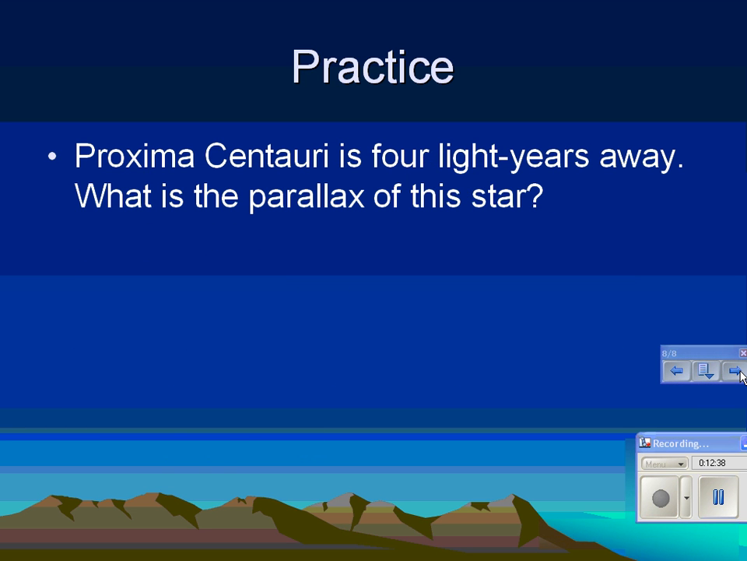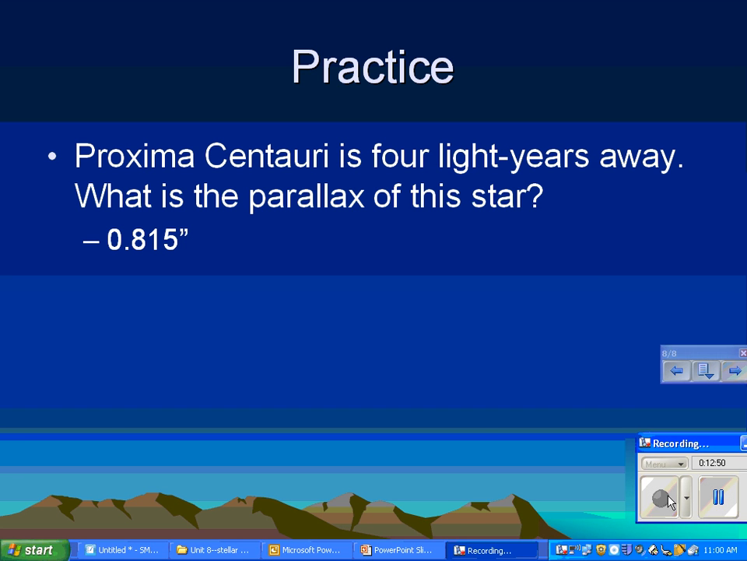All right, Proxima Centauri, 4 light years away. Please tell me the parallax angle of that star. As we go around the sun every 6 months, how much does Proxima Centauri wobble? What's its parallax angle?